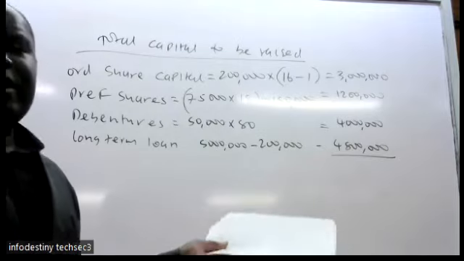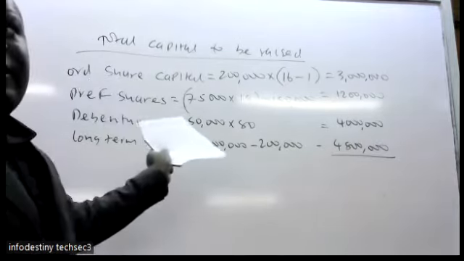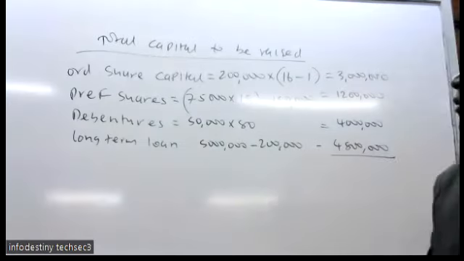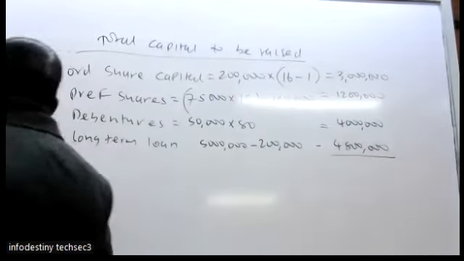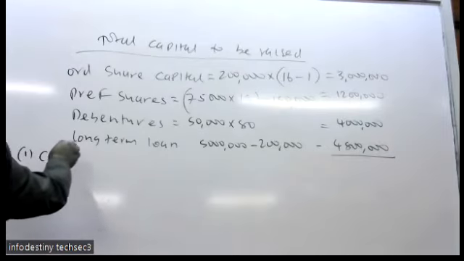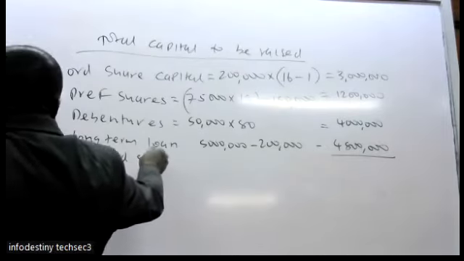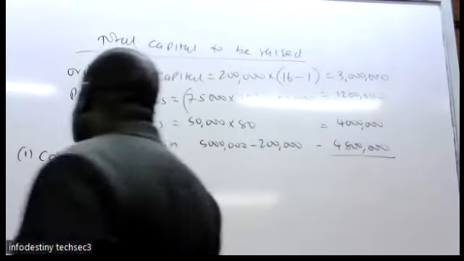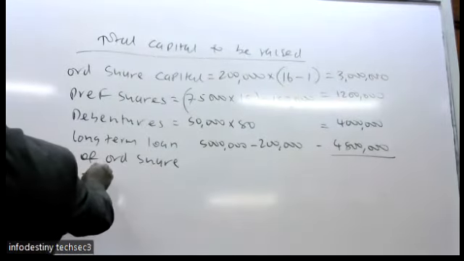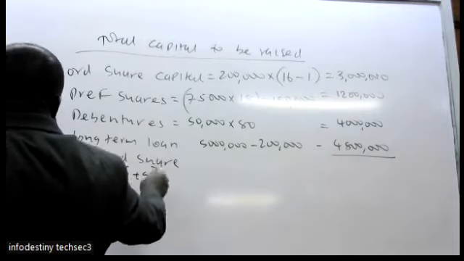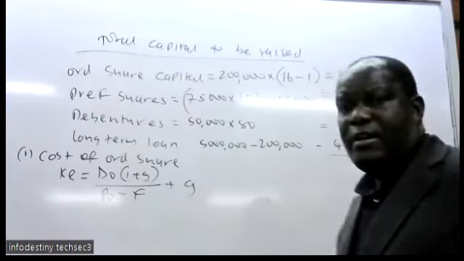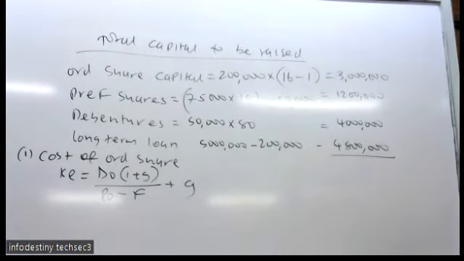You calculate the cost of capital for each of these 4 items, then we get the WMCC. You start with the cost of the ordinary share. The cost of the ordinary share is the same as Ke: D0(1 plus g) divided by P0 minus the flotation cost, plus g. We are using the information given in note number 1.